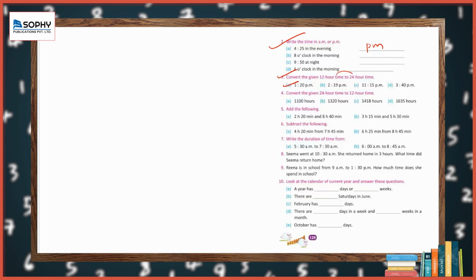In the next one, we have to convert the 12-hour time to the 24-hour time. So this is very good, students. It is 13:20 hours. In the next one, we have to convert the 24-hour time to 12-hour time. So this is very good, students. 11 AM. In the next one, we have to add the following. So here is the hour column, here is the minute column, students. So it is 8:40 plus 2:20. So it becomes, very good, students, 10 hours 60 minutes.